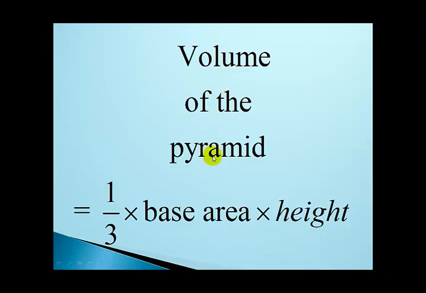Volume of the pyramid is equal to 1/3 times the base area times the height. Now, the base area depends on the type of base given. If the base is a rectangle, then the area will be length times breadth. So take note, it depends on the base that you are given. So the volume of the pyramid is equal to 1/3 times the base area times the height.